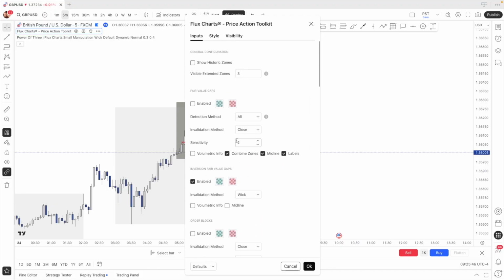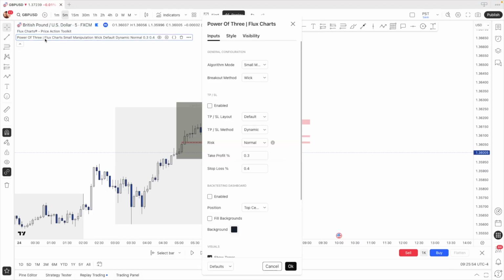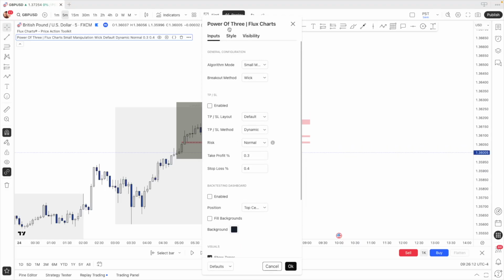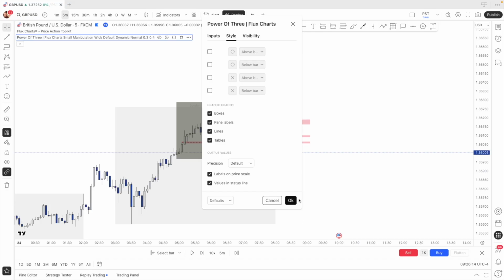So for this video, we are enabling the inverse fair value gap, and this is the Flux Charts Price Action Toolkit. And the next indicator we want is the Power of 3 by Flux Charts. This is a completely free indicator. So when you go to indicators, you just type in Power of 3 by Flux Charts. And these are the settings that I have. So you can take a screenshot and have a look at the settings right over here.